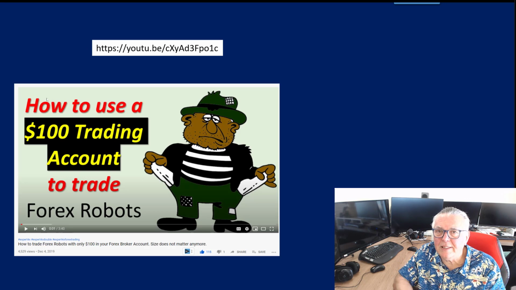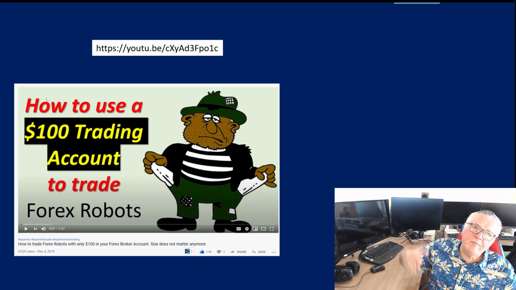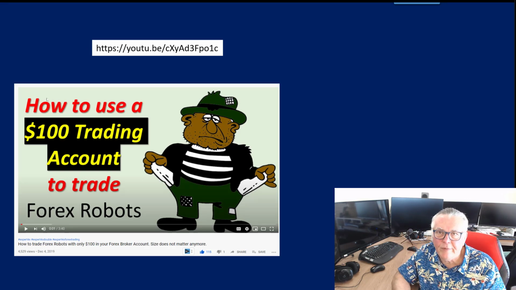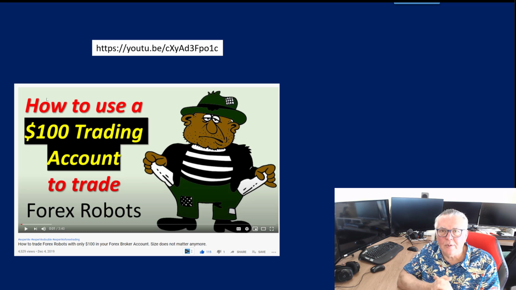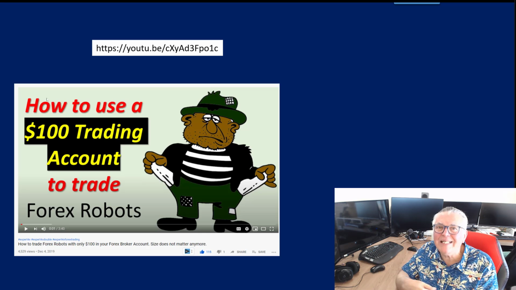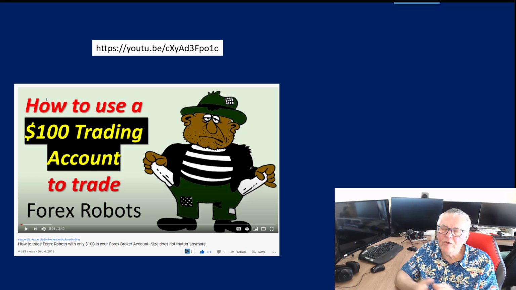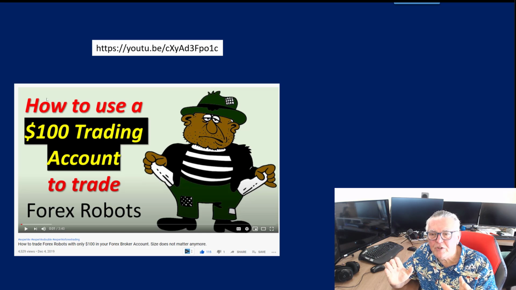Okay, so now, as I said, a lot of people say, oh, I don't have the money to buy. Now, there's this wonderful thing that's come out a few years ago. They call it cent accounts. And it's not the same as a mini or micro account. It's even better than a micro account. It's a cent account, and you need to just go and watch this video. And this is what I suggest you do.